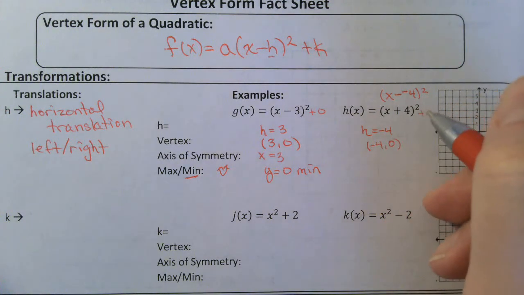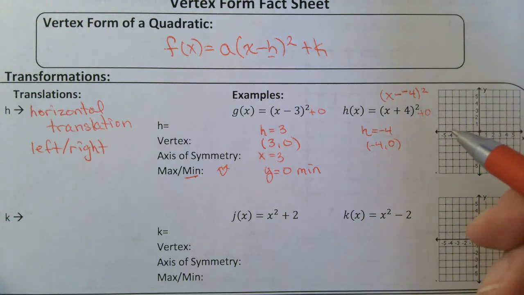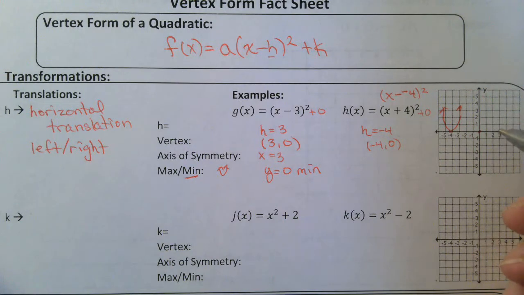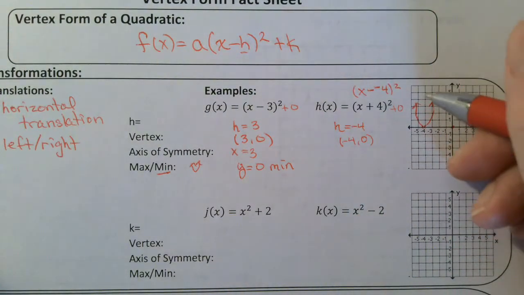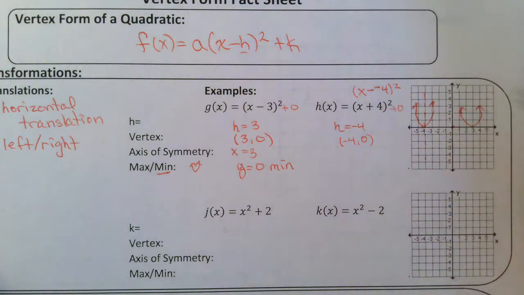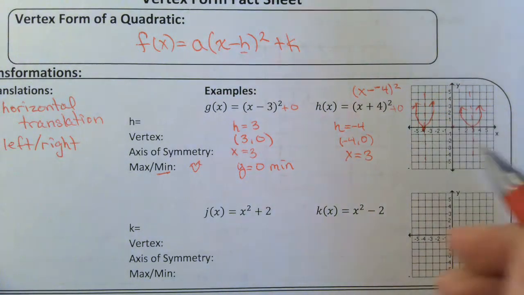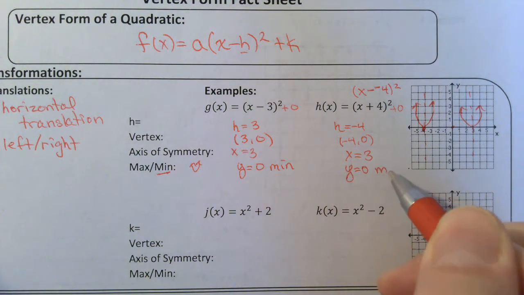Keep that 0. So remember, your parent function is right here at 0, 0, and we are shifting this 4 to the left, and it doesn't get any wider or any skinnier, so I'll just sketch that. This one moved 3 to the right, so it would look like this. Now, these are just quick sketches. They're not accurate graphs. My axis of symmetry would cut right through here, and in this one, it would cut right through the 3. So the axis of symmetry is always the x value of the vertex, and the minimum on this, since it didn't move up or down, is also y equals 0 at a minimum.